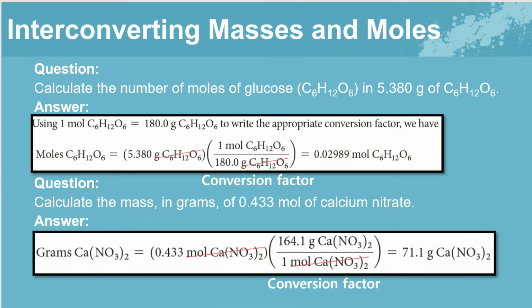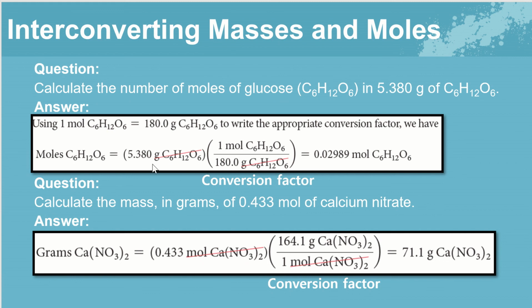All right, so now we're going to start interconverting masses and moles. Let's look at this question. Calculate the number of moles of glucose in 5.38 grams of glucose. Here we have to use our molar mass, and that is the conversion factor we're using. So 1 mole of glucose is equal to 180 grams.